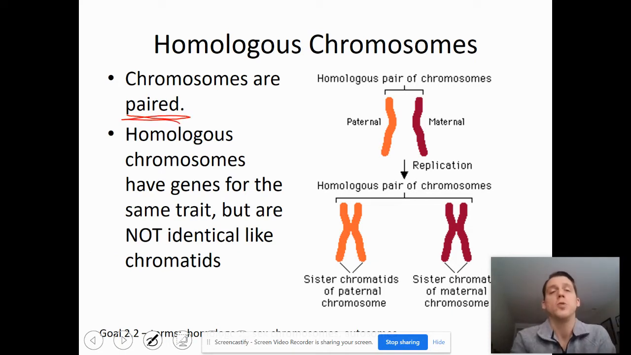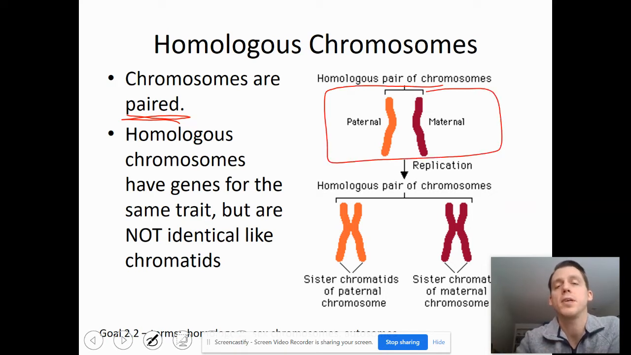So we refer to pairs of chromosomes as homologous chromosomes. And these are chromosomes that are very, very similar but are not actually identical. So homologous chromosomes have genes for the same trait, but are not identical like sister chromatids. So this is a pair of homologous chromosomes. One comes from the father, the paternal side, and the other comes from the mother, the maternal side.